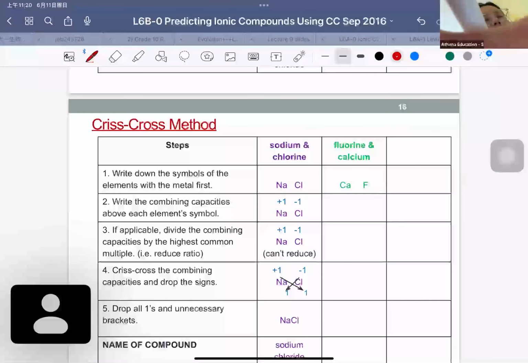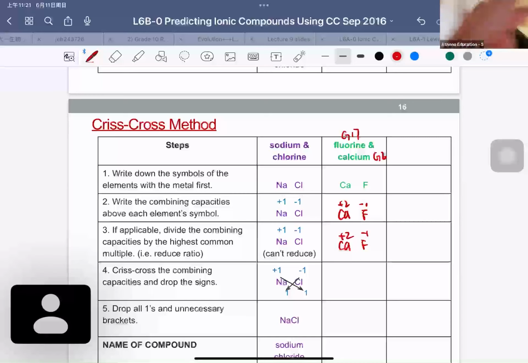The combining capacity for calcium. Calcium is group 2. Fluoride is group 17. So it has 2 valence shell electrons for calcium. So it can lose 2 electrons. So it's positive 2. And then for fluorine, it's in group 17. It already has 7 electrons on the outer valence shell, so it will gain 1. Step 3 is also not applicable, so we're going to just keep everything down and then cross multiply.